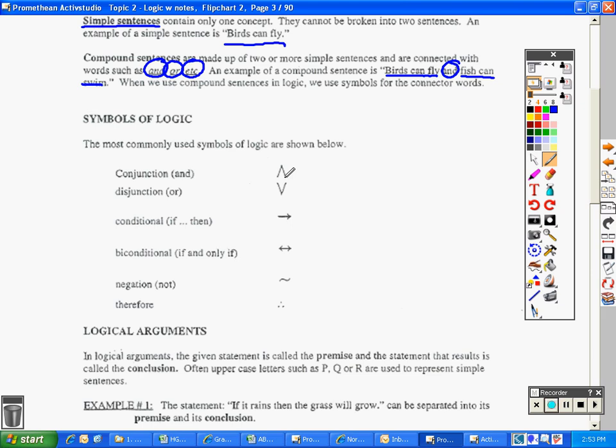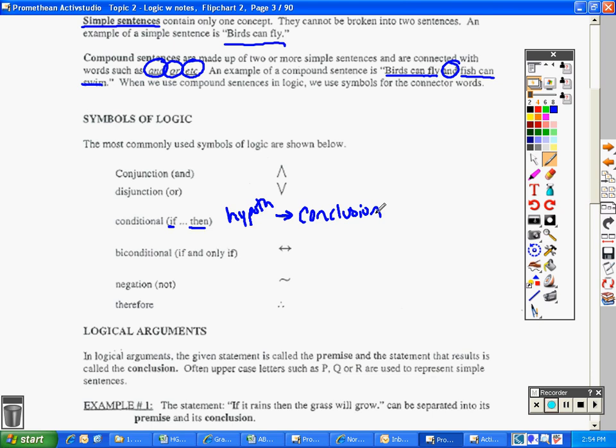A disjunction looks like this V. It's the opposite of the upwards arrow. So if it's and, it's an upwards arrow that looks like an A. If it's a V, it's a downwards arrow. The conditional statements that we already learned, the if-then statements, are this arrow. The hypothesis goes before the arrow, and the conclusion goes after the arrow.